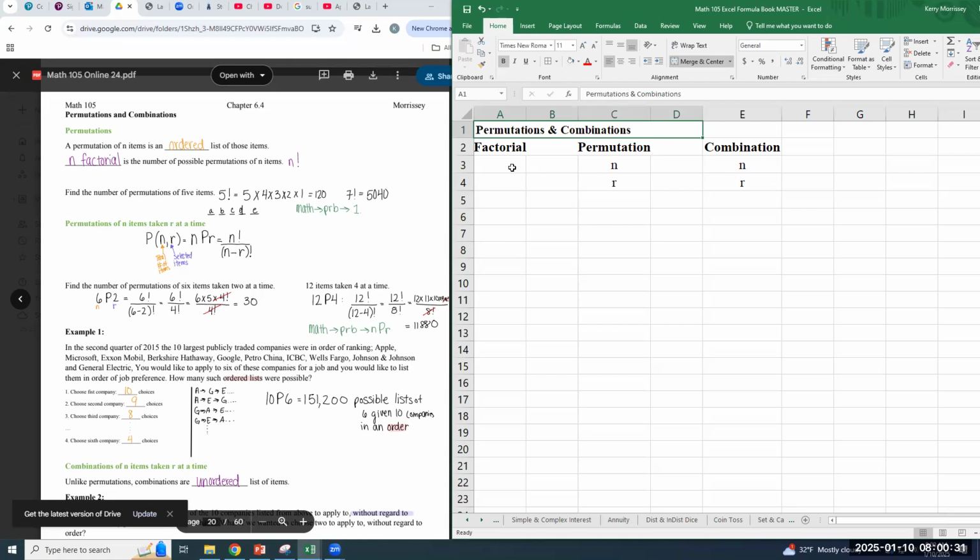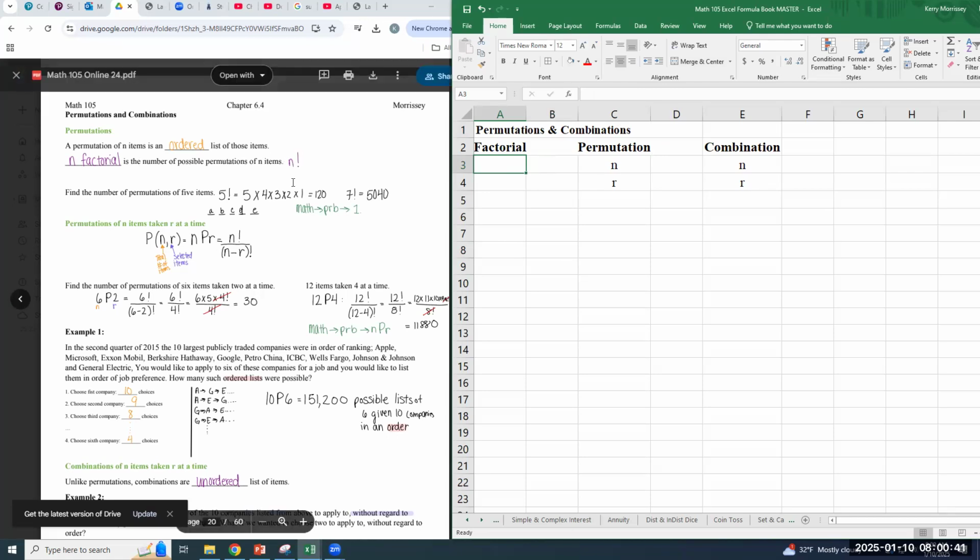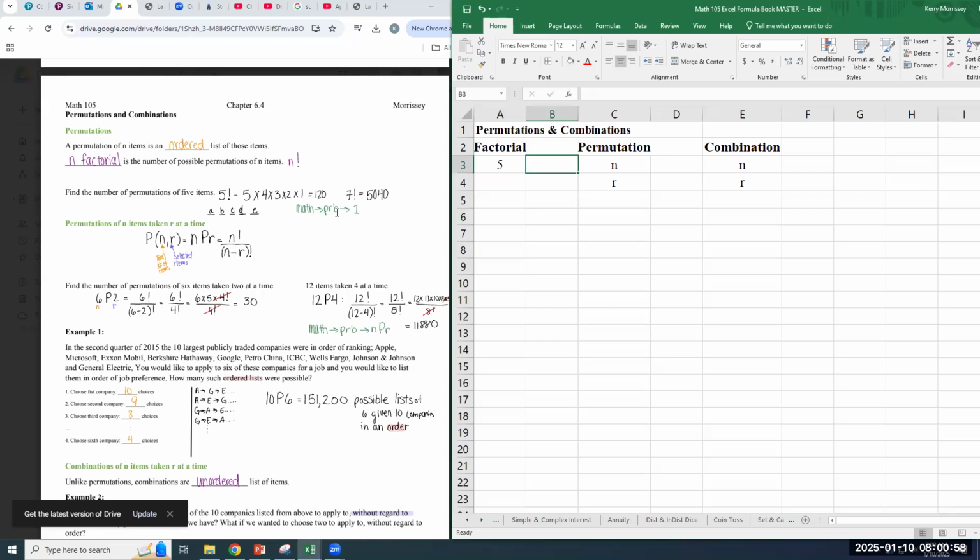So first off, we talked about a factorial. n factorial is the number of possible permutations of n items. It looks like the exclamation point, where a permutation is any sort of ordered list of those items. So for us, let's say our n is 5. We can put 5 here. If we're doing 5 factorial, that's just saying 5 times 4 times 3 times 2 times 1. Instead of saying equals 5 times 4 times 3 and so forth, that gets a little tedious.